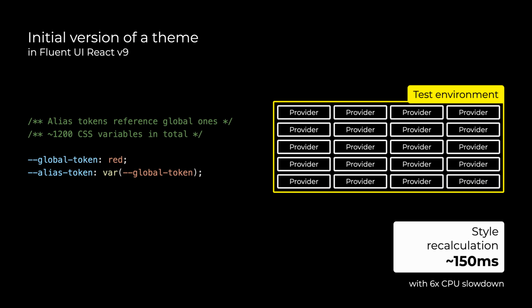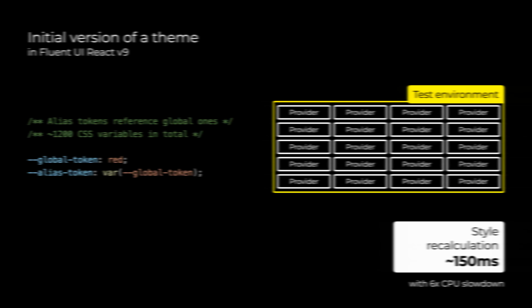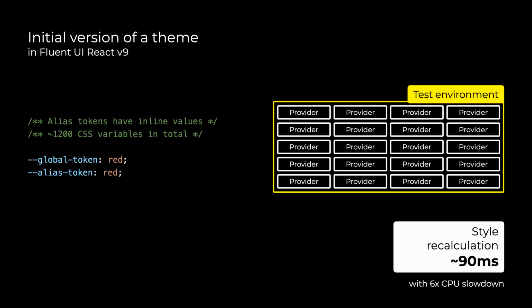In the first version, we injected all CSS variables for global tokens, and as CSS variables for alias tokens, we referenced the CSS variables for global tokens. In a test environment with 6 times CPU slowdown, we rendered 20 theme providers side by side, each inserting those 1200 CSS variables to DOM. After that, style recalculation takes up to 150 milliseconds. To optimize the performance, instead of referencing the global token CSS variables in alias tokens, we inline the values to the alias tokens directly. The inlining improves style recalculation performance by 40%.